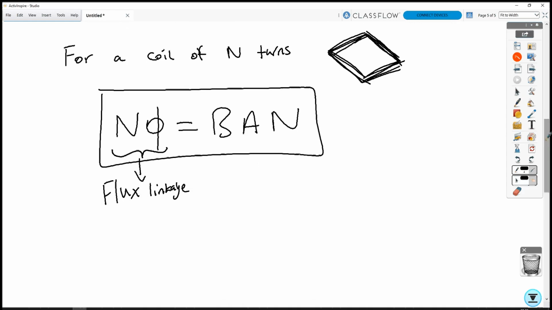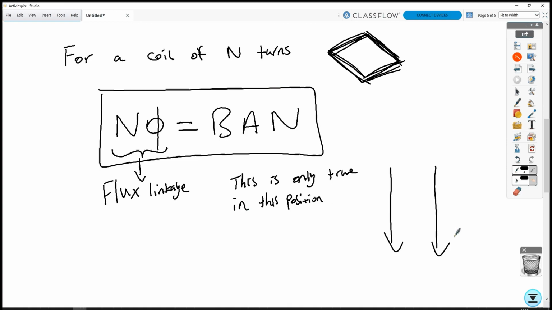Now this is only true in this position, which is the same position we had before. So we've got our flux, and then what I'll do is I'll draw our N number of coils like this from the side. That's our N number of coils.